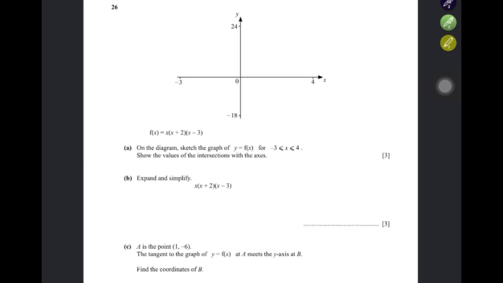Question number 26. We are supposed to plot a graph here. The equation for the graph is x, x plus 2 and x minus 3. We have 3 x's, so this is going to be a cubic graph. The shape of a cubic graph is something like this. But we need to find the points of intersection, that means at which points the graph intersects with the x-axis.